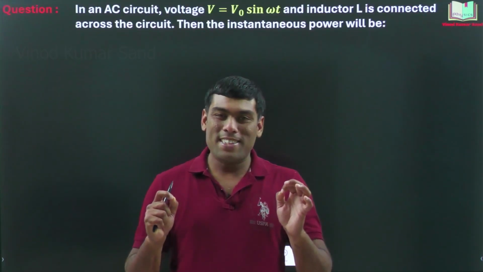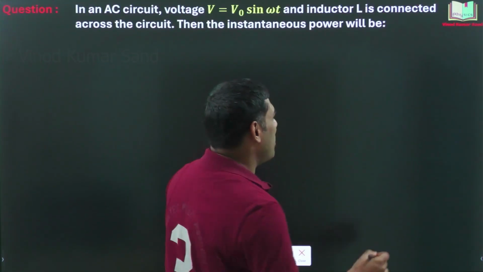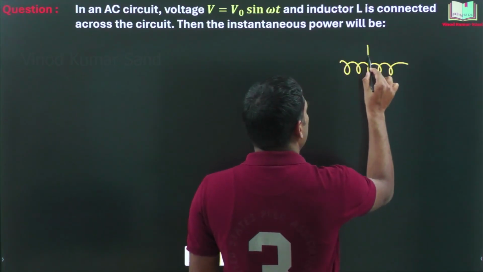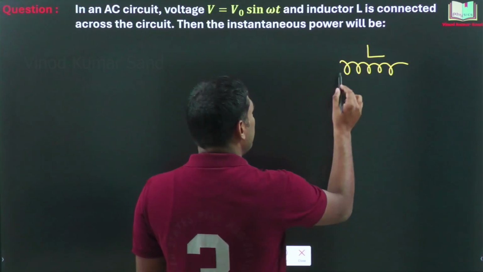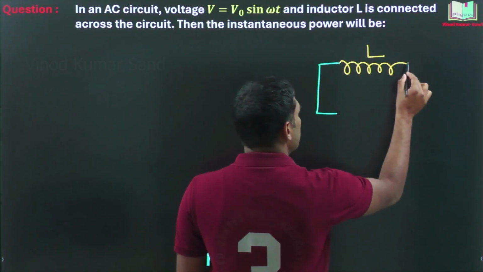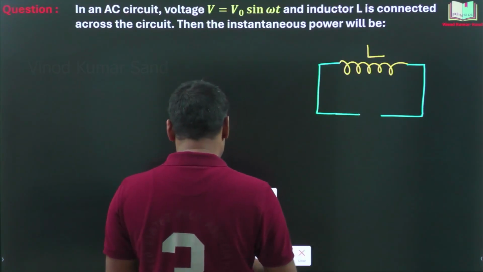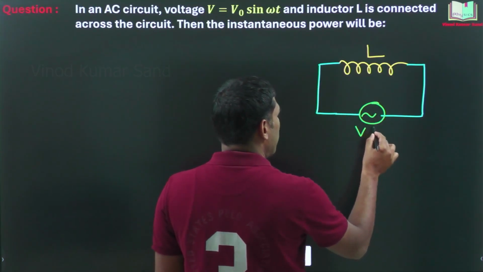The question is asking us the instantaneous power. So let's draw a circuit diagram. Suppose this is the inductor. Its self-inductance is L. It is connected to an alternating supply. The alternating supply voltage is mentioned in the question. It is V0 sine omega t.